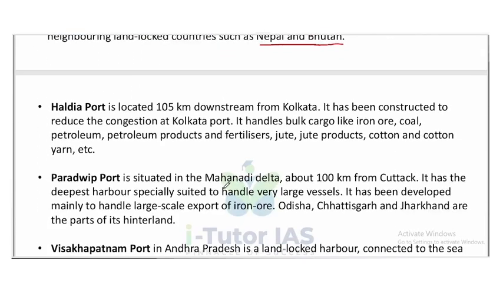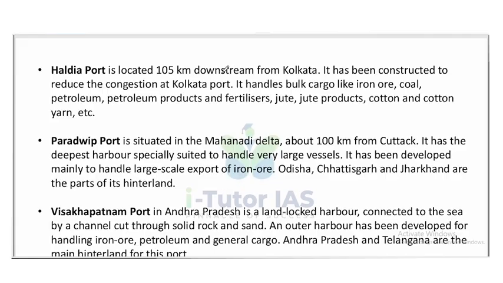Next one is the Haldia port, located 105 km downstream from Kolkata. It has been constructed to reduce the congestion at the Kolkata port. It handles bulk cargo like iron ore, coal, petroleum products and fertilizers, jute products, cotton and cotton yarn, etc.